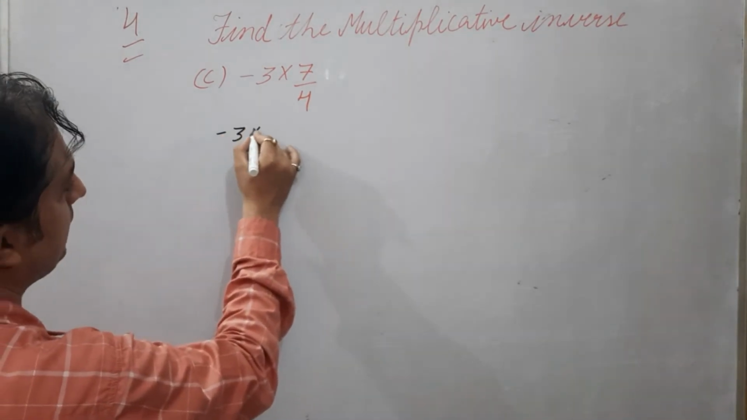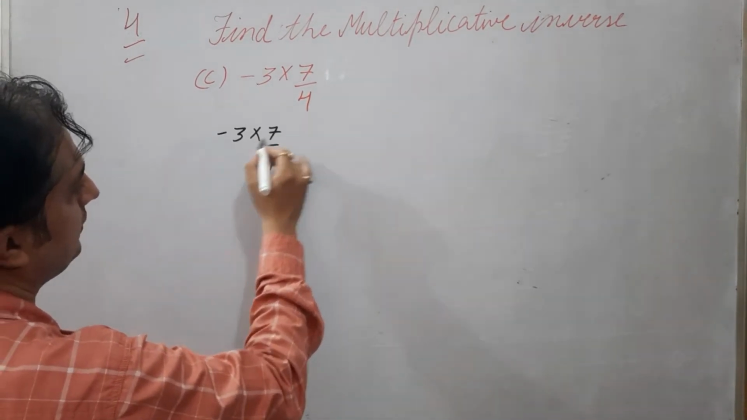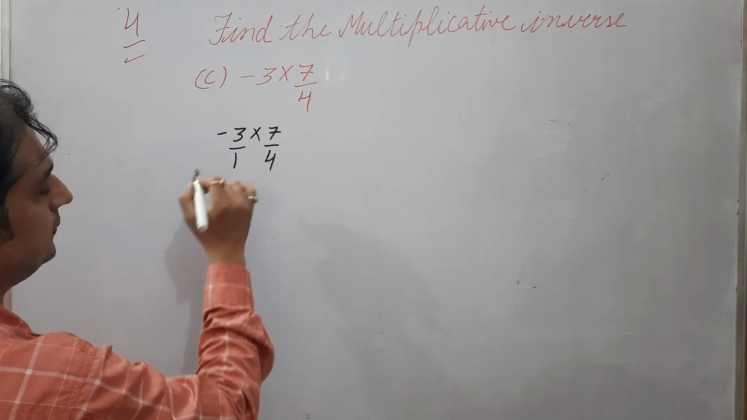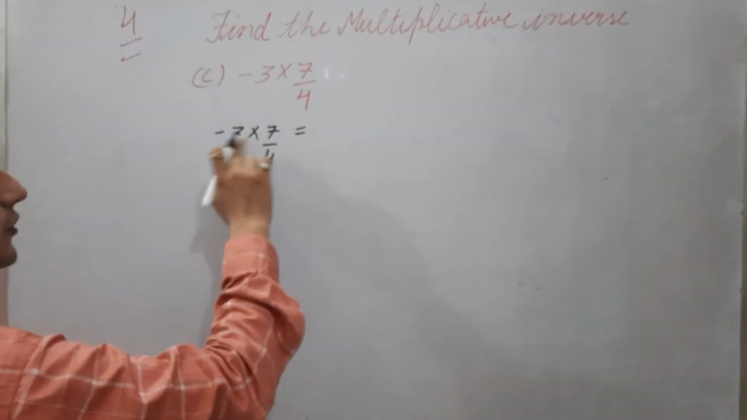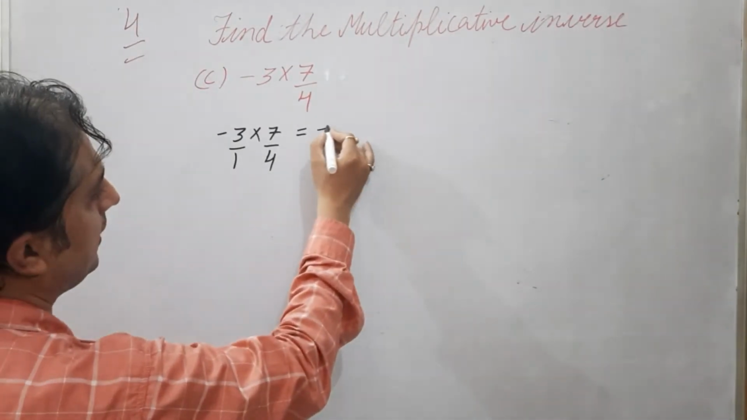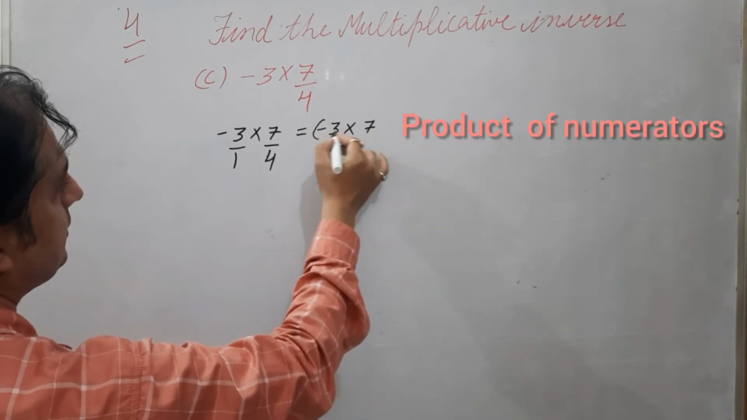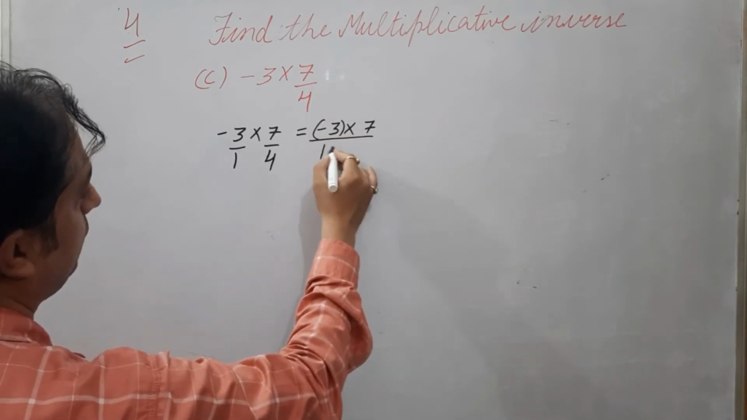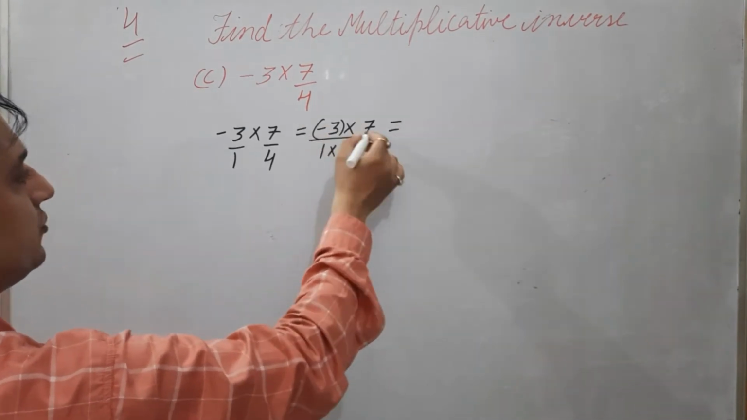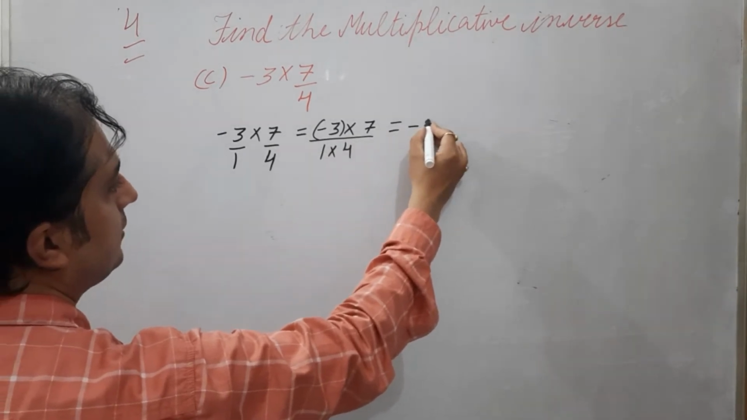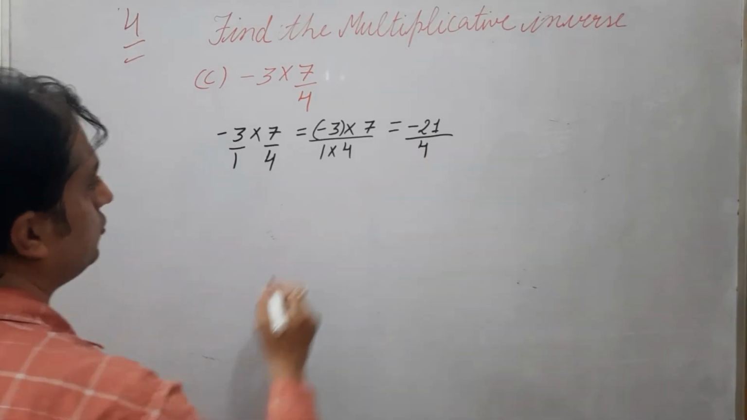Minus 3 multiply 7 upon 4. Well, you can write 3 by 1, that is equal to the product of the two rational numbers, means the product of the numerators to the product of the denominators. So it will become minus 3 multiply 7 product of numerators to the product of the denominators. So it will become 3 sevens are 21, positive and negative number, negative. So it will become minus 21 upon 1 fours are 4. So this is the product.